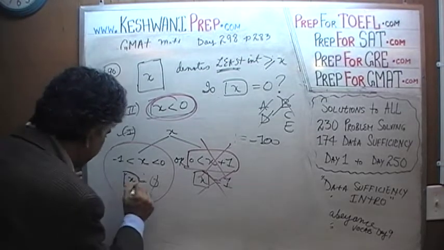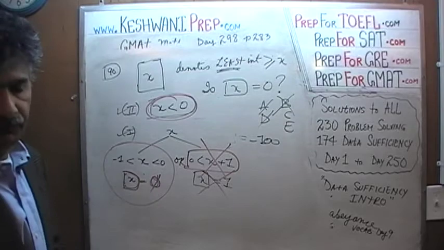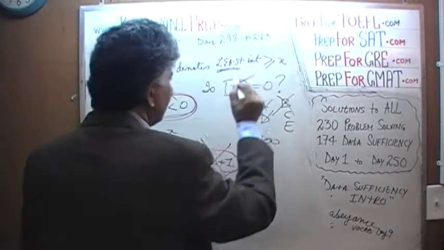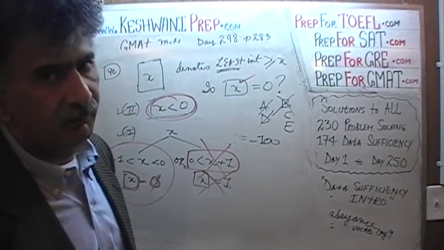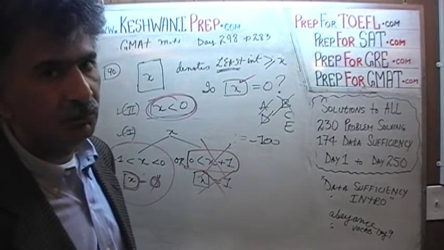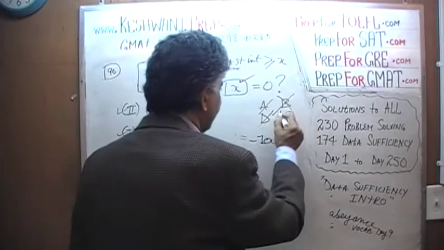If x is a negative quantity, then we're dealing with this scenario here, in which case the value of x in the box will always be 0. So the question was, is the value of x in the box 0? The answer is definitively yes. By putting the two statements together, the answer is C.